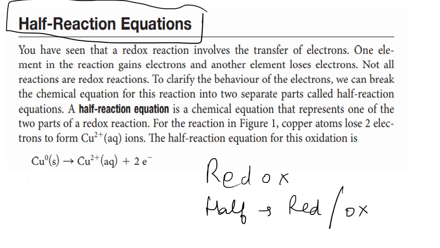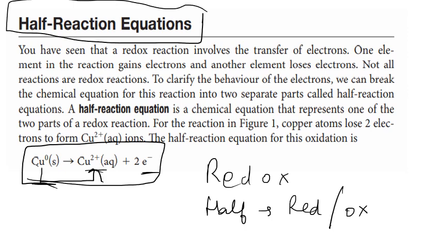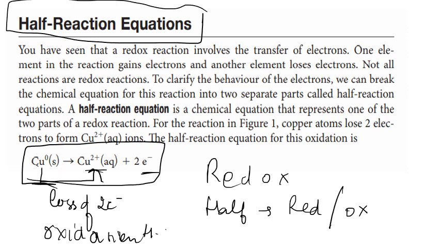So for example, if you pay attention to this reaction equation, copper solid turning to copper 2 plus and 2 electrons. What is happening during this journey? It is losing 2 electrons. This is what is happening, loss of 2 electrons. So what is this? This is called oxidation half reaction. Oxidation half reaction, or half reaction for oxidation, right?